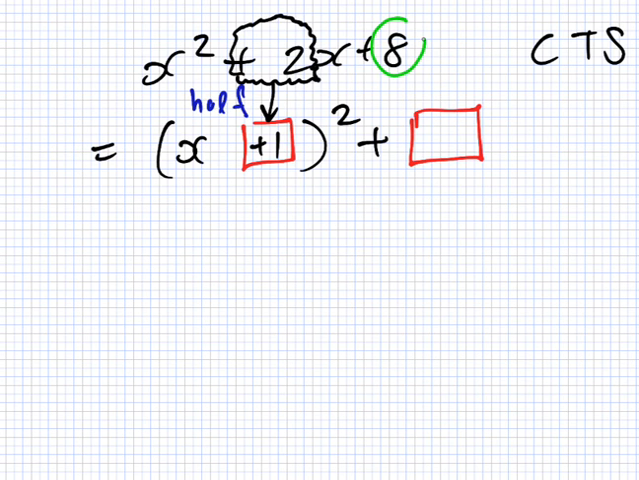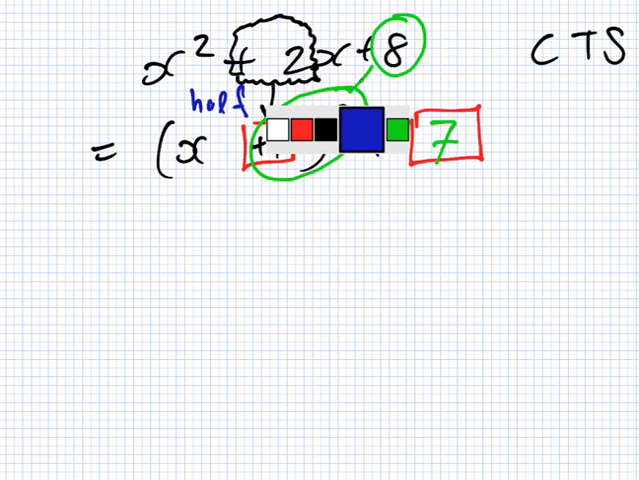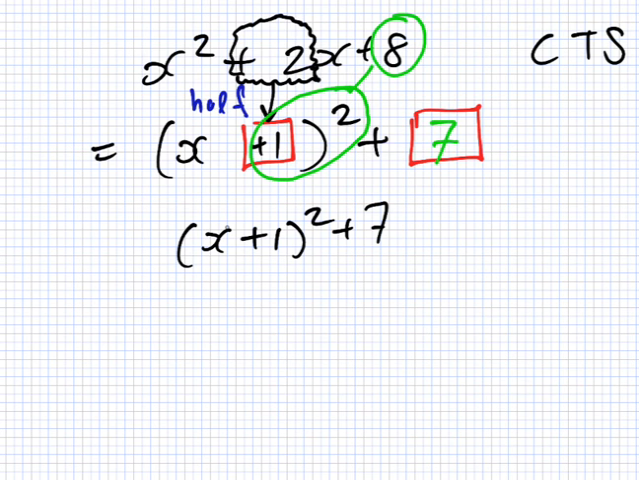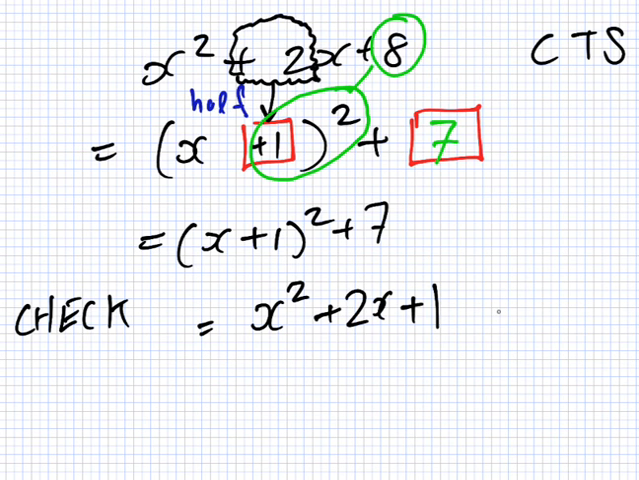Then, to find this number here, now watch carefully, this one's a little bit more difficult. We take 8 minus this squared. So what's 1 squared? 1. 8 minus 1? 7. So the answer is x plus 1 squared plus 7. Let's check our answer. So this is x squared plus 2x plus 1 plus 7. This is x squared plus 2x plus 8. Is that right? It is. So yes, this is the answer.